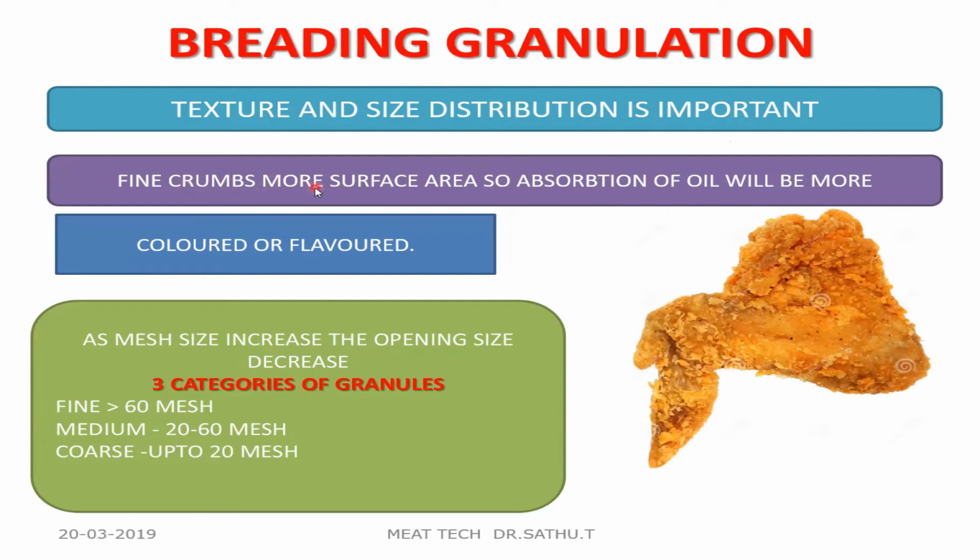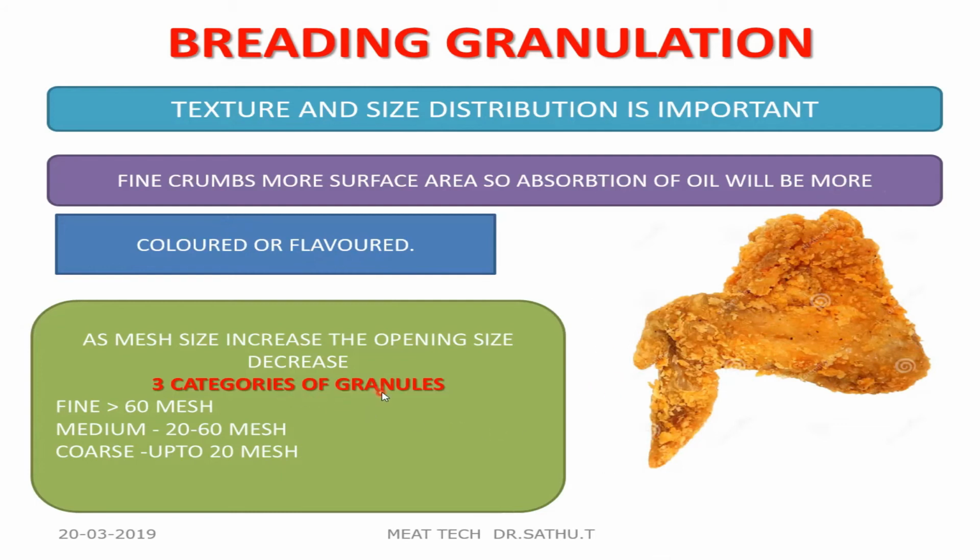So fine crumbs, more surface area. If you use fine crumbs of breading materials, then we will have more surface area. So absorption of the oil will be more. So if you are using very fine materials for breading, then the surface area of that breading material will be more. So it can absorb more oil. Okay. To this, we can also add color and flavors.